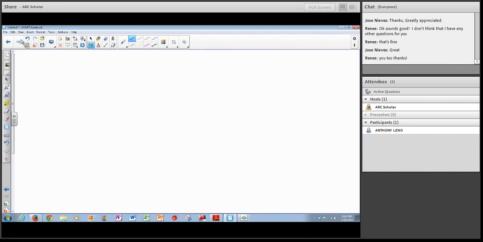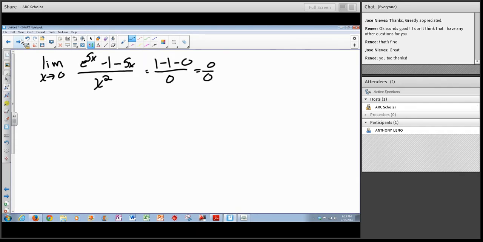So, we want to find the limit as x goes to 0 of e to the 5x minus 1 minus 5x over x squared. And it says to use L'Hopital's rule if appropriate. Okay. So, if we were to take this limit as it is, what do we get? We get 1 minus 1 minus 0 over 0, 0 over 0, right? So then we want to apply L'Hopital's because it is a fractional indeterminate form and we can do that, right?